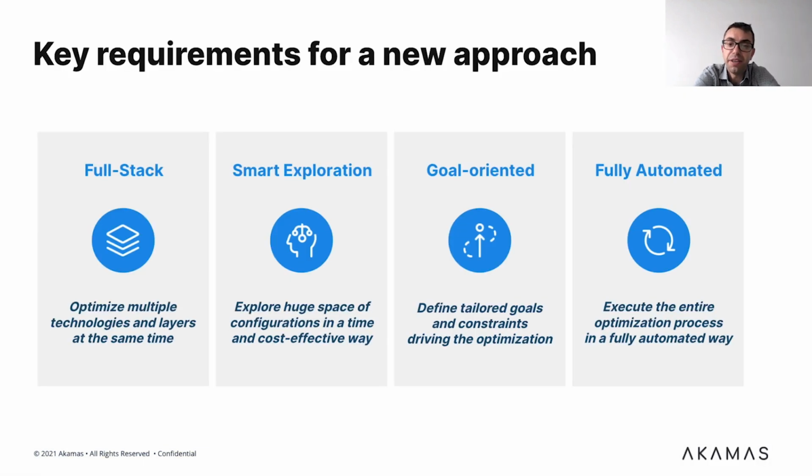At Akamas, we have identified 4 key requirements that we believe are required to effectively solve this class of problems. First, the new approach should allow for a full stack optimization, meaning that it has to be able to optimize several different technologies at the same time. For example, the optimization might focus on container parameters and runtime settings like the JVM options at the same time.